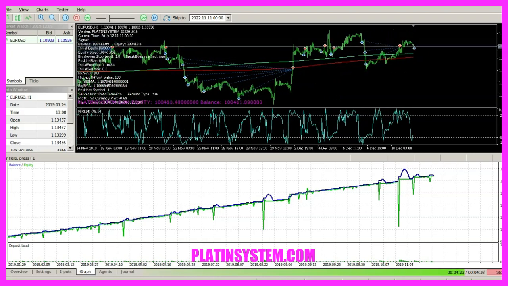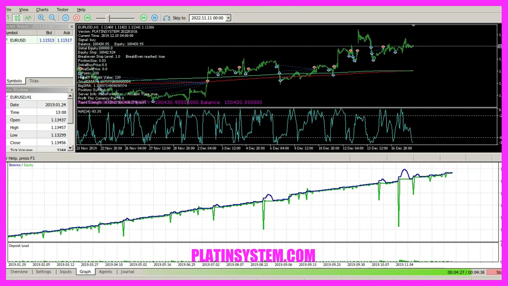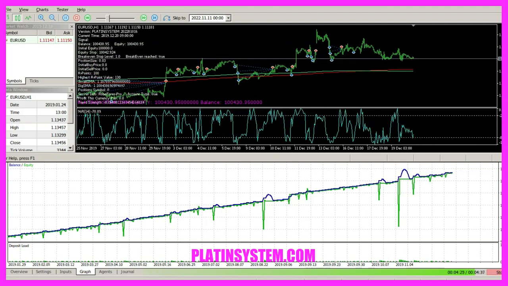How do traders become traders? They just open an account and start to trade. They start to trade real money right away.